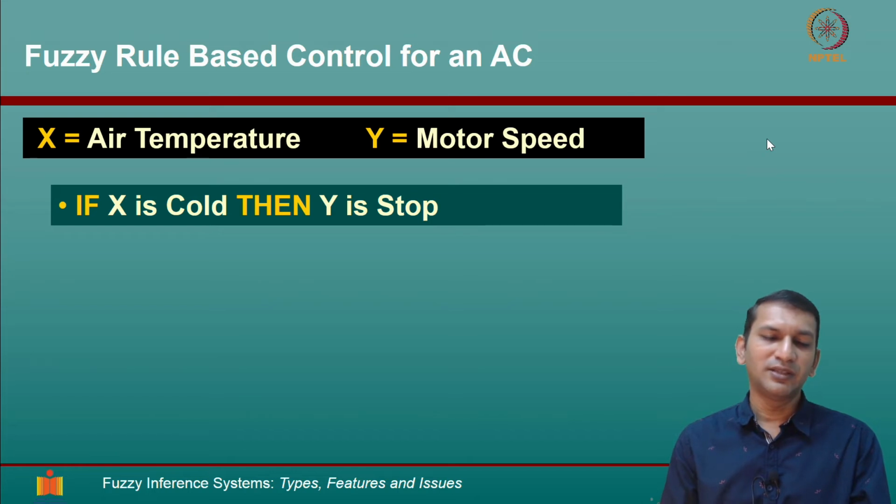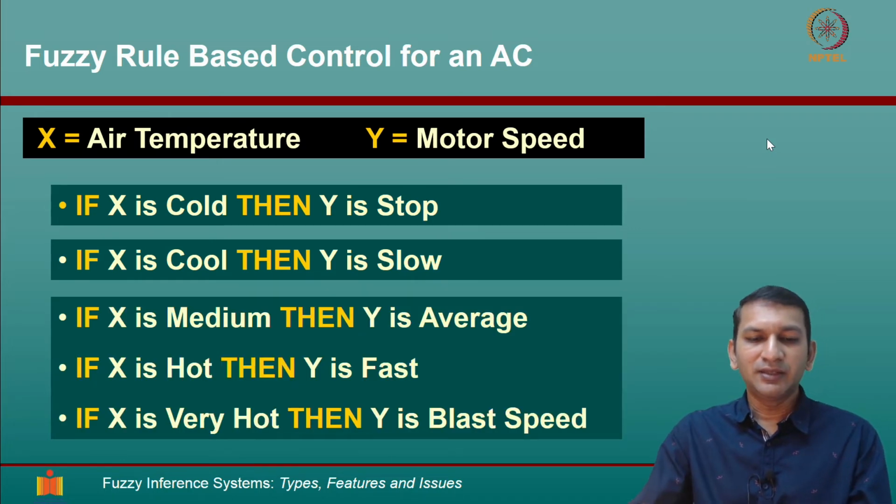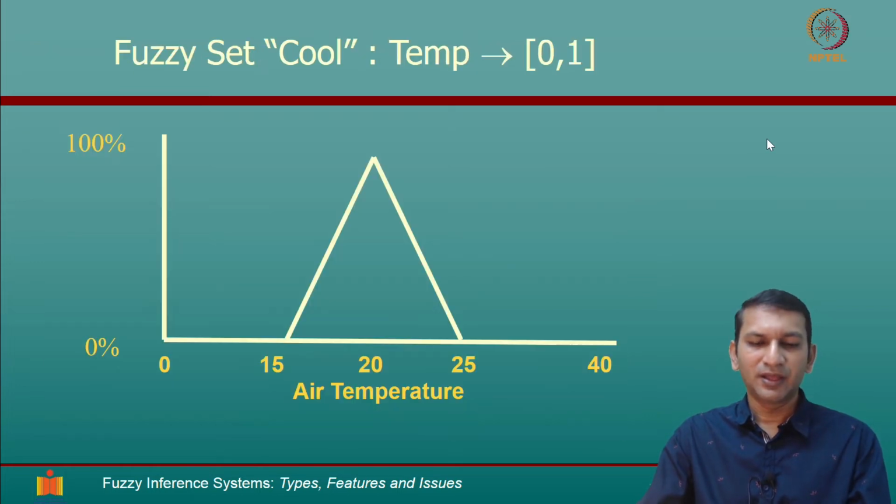If X is cold, then Y is stop. So fan need not rotate. If X is cool, maybe it has to operate slowly just to circulate the air. And the rest of the three rules that we have here are quite commonsensical. If it is medium, average speed; hot, fast speed; very hot, blast speed. So these are the 5 rules that we have in this system for the moment.